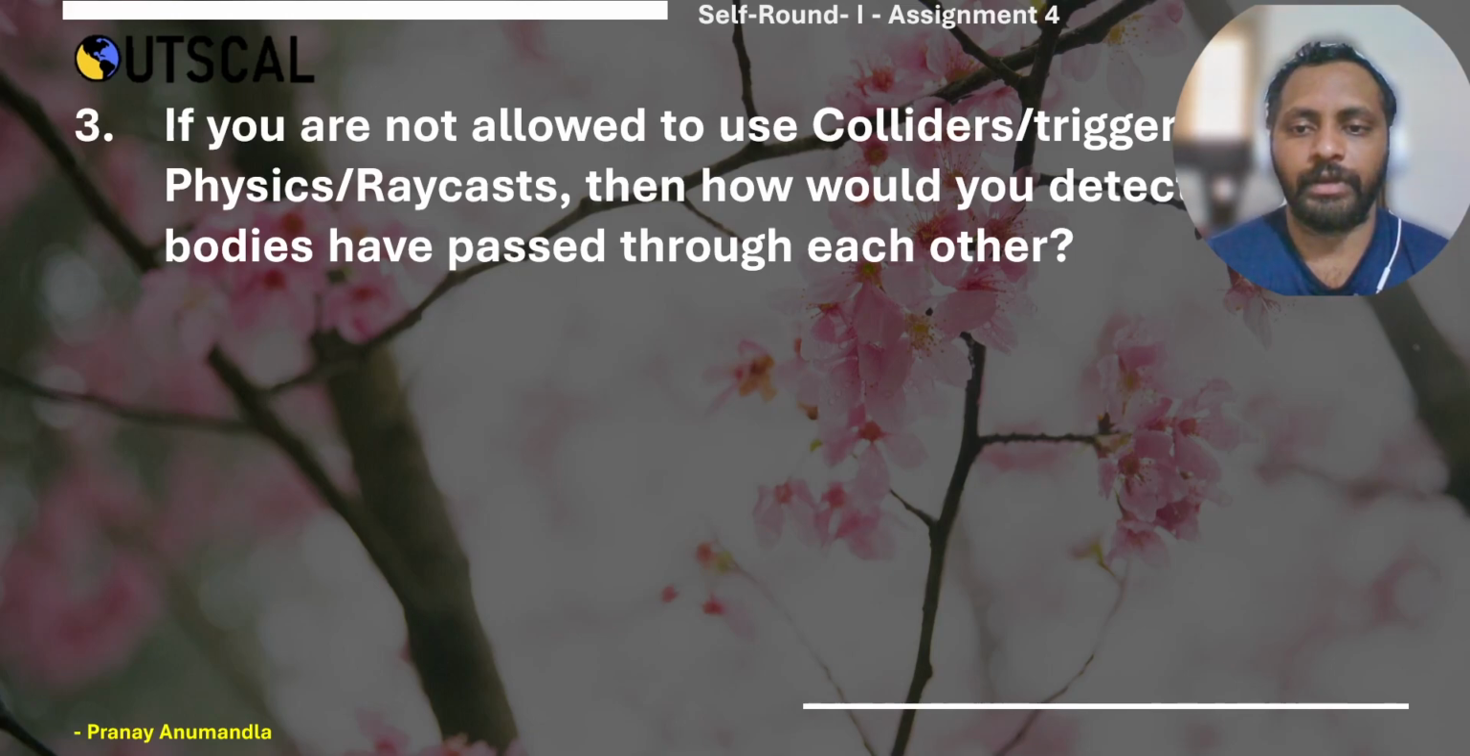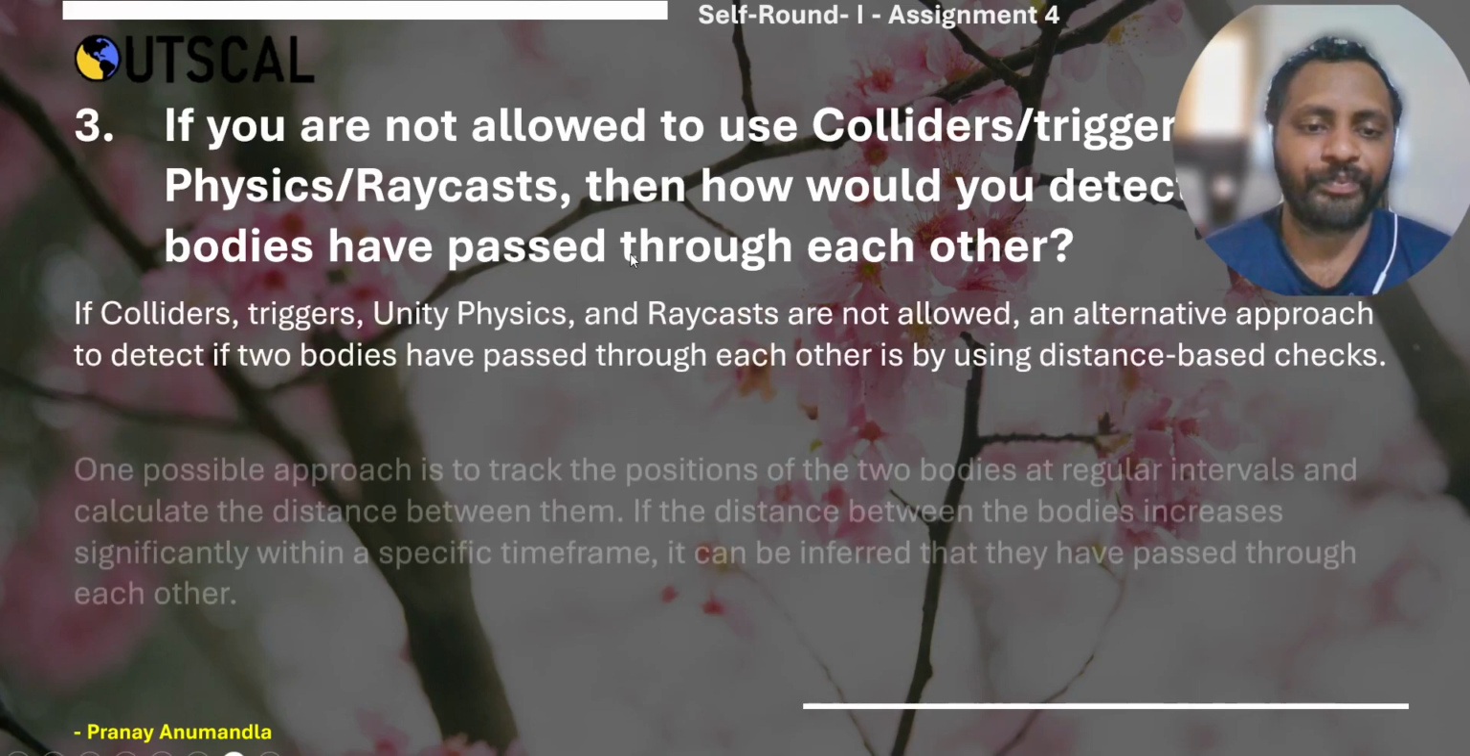Am I clear? I would like to explain again. If the two objects are passing through in one direction, while calculating the distance, we can detect whether the objects pass through each other or not by calculating the distance at regular time intervals. That's it. Simple. Thank you.